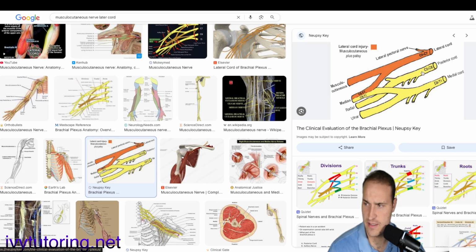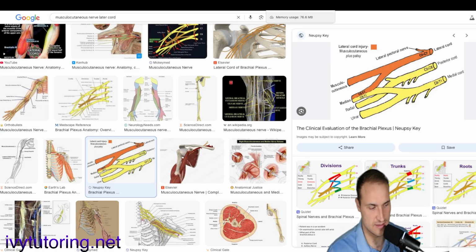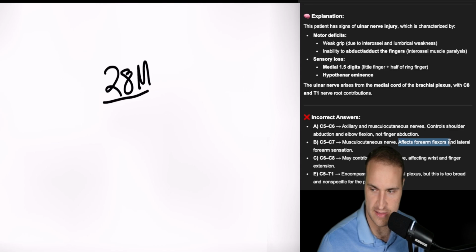Posterior would be C5 to C8, or C5 to C7 would be the musculocutaneous. And that'd be if sensation like pinprick has decreased on the lateral part of the forearm, if they were trying to get at something else like the musculocutaneous. But here they're asking for the medial, which is C8 to T1, not C5 to C7, which is musculocutaneous. So there they talk about musculocutaneous as forearm flexors and lateral forearm sensation. Radial would affect the wrist and finger extension, C6 to C8, and C5-6 is shoulder abduction.